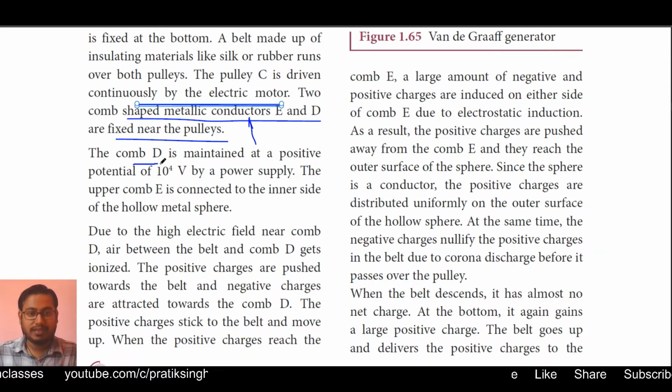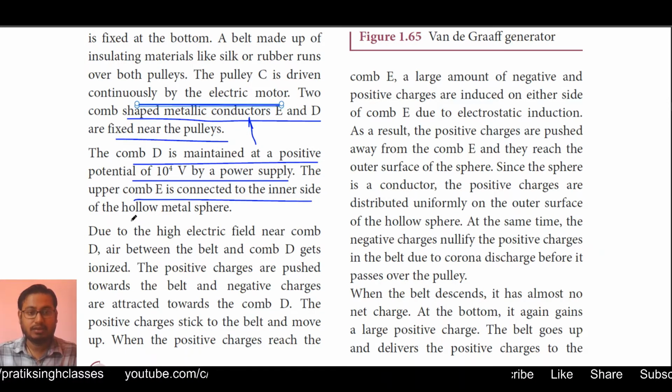The comb D is maintained at a positive potential of 10 to the power 4 volt by the power supply. This upper comb E is connected to the inner side of the hollow metal sphere. To understand this, let us go to the figure of the Van de Graaff generator once again.